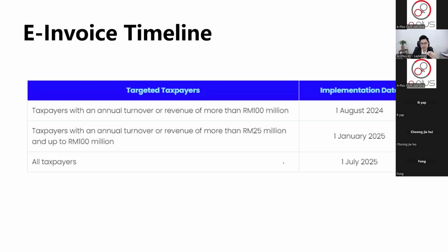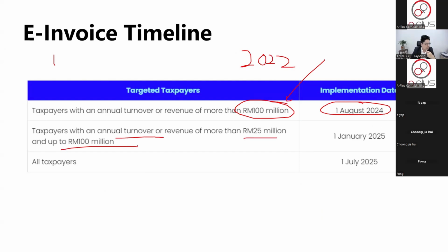And this is the e-invoice timeline, like I mentioned in the beginning. If your revenue is more than 100 million in year 2022, you have to start implementing e-invoice from 1st of August, which means one month later. If your revenue is 25 million up to 100 million, the implementation date is the 1st of January. And for the rest, 1st of July 2025.